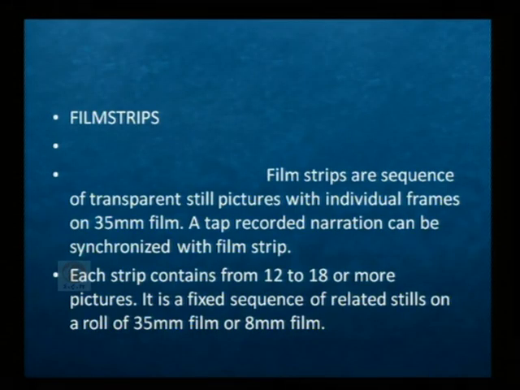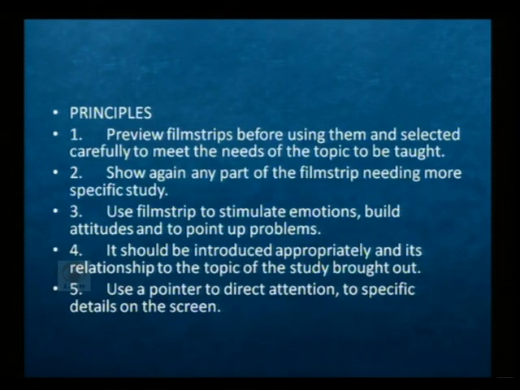Film strips are a sequence of transparencies or still pictures. These are individual frames. A tape recorder narration can be synchronized with the help of these film strips. We can show them like a movie. Each strip contains 12 to 18 or more pictures. These are also still pictures.